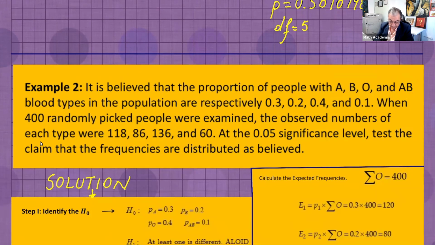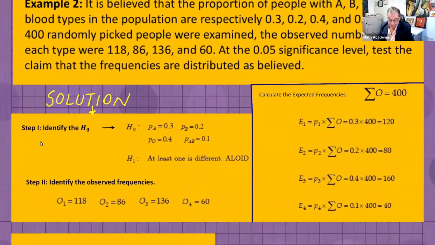When 400 randomly picked people were examined, the observed numbers of each type were 118. That means 118 for A. These are the frequencies. 86 for B, 136 for O, and 60 for AB. At the given significance level, test the claim that the frequencies are distributed as believed. So we picked the sample, we counted the blood types, and that's the answer. Let's see if that matches with what is expected.